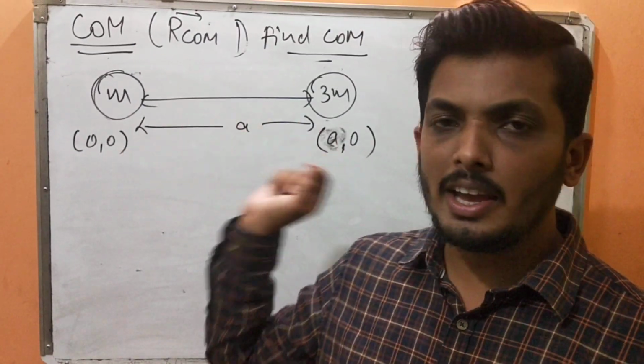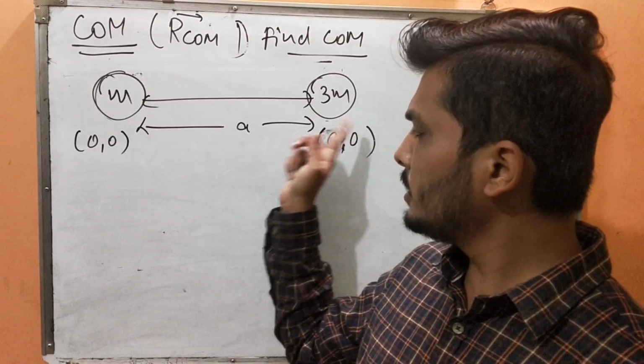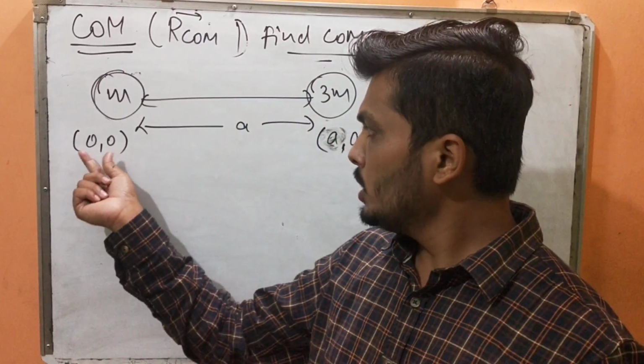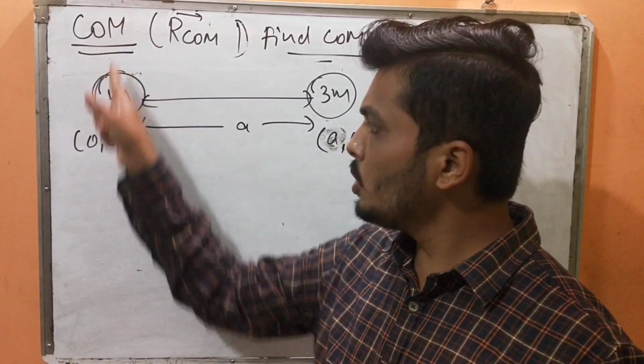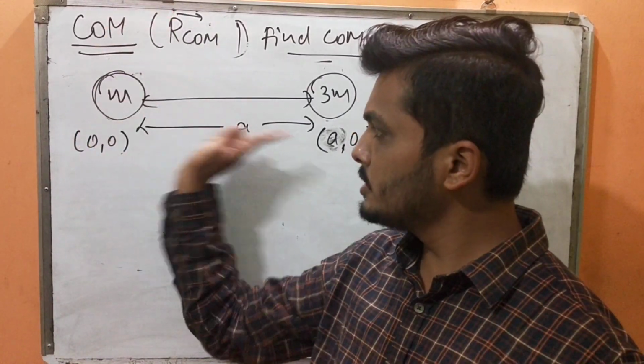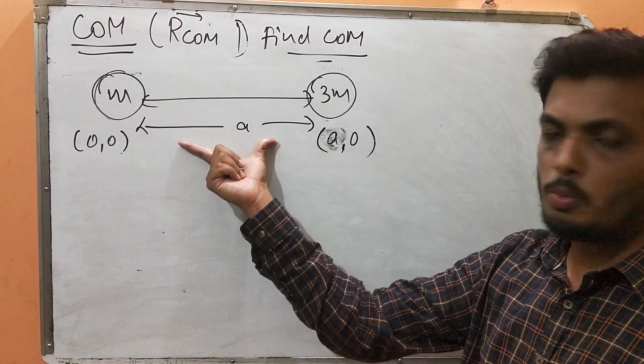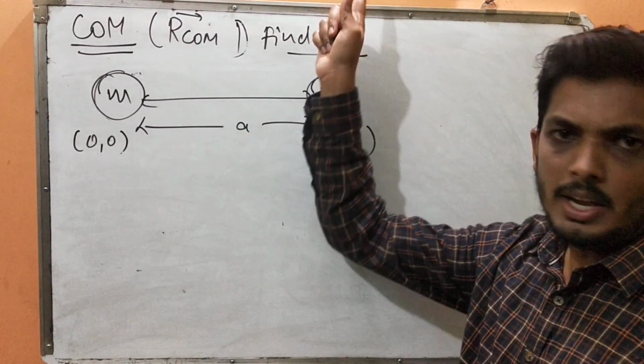You have to take any origin. Either you can take this as origin or this as origin. For my instance, I have taken this as origin, so x is 0 and y is 0. Here x is how much? a. It has traveled how much distance? a. What about y? Zero.